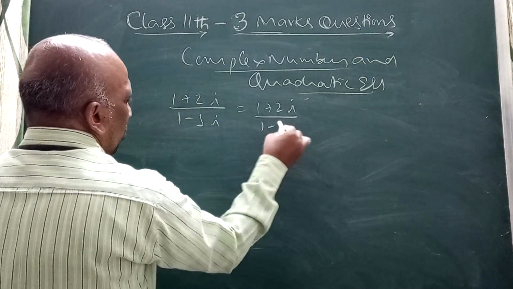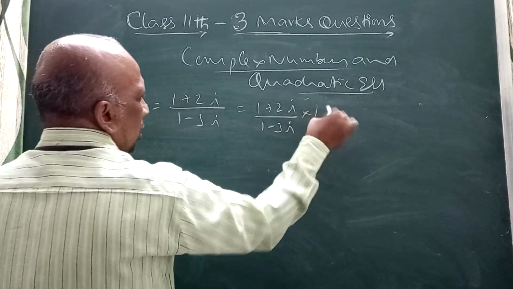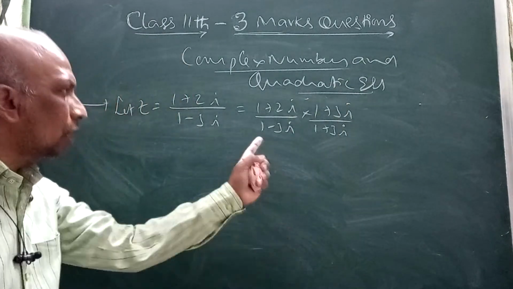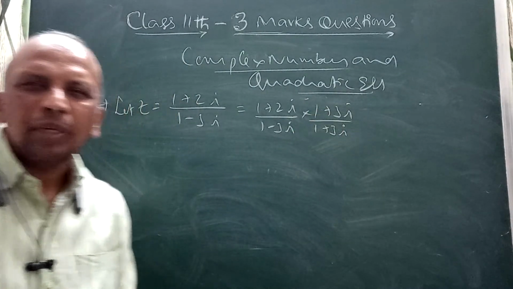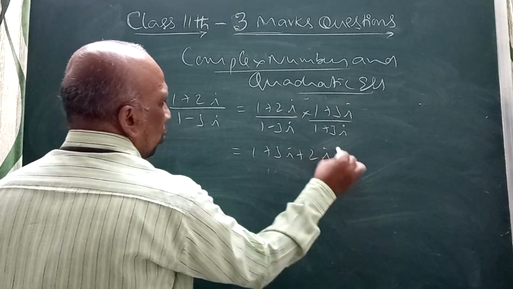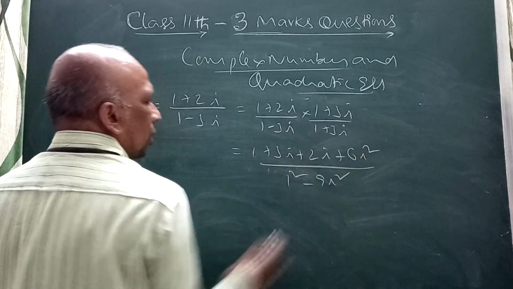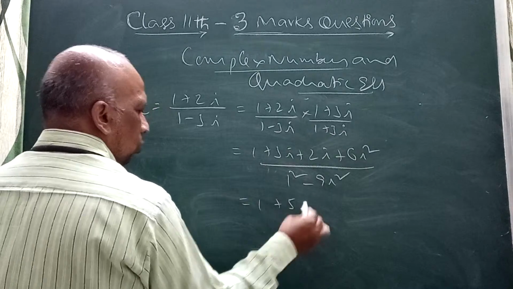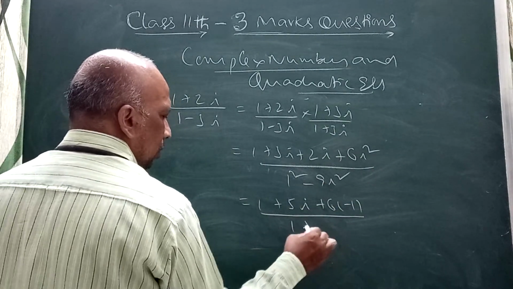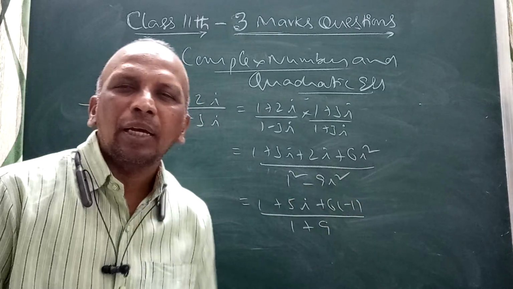1 plus 2i by 1 minus 3i, let that be z. Rationalize this: multiply by 1 plus 3i by 1 plus 3i, the conjugate of the denominator. Then you multiply this. It comes 1 plus 3i plus 2i plus 6i square by a minus b times a plus b, which is a square minus b square, right. It comes 1 plus 5i, and 6i square means 6 into minus 1, by 1 plus 9, because i square is equal to minus 1. 1 plus 9 will be 10.